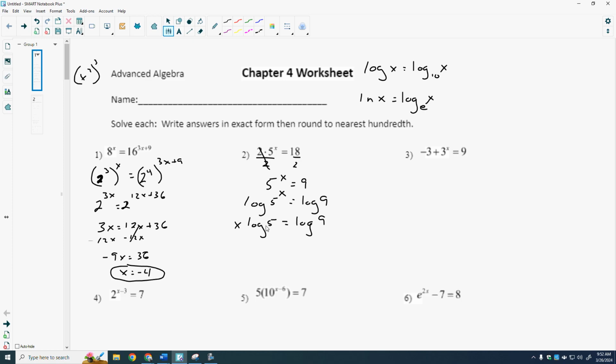Remember, the log of 5 is just a number. It's asking the question, 10 raised to what power is 5? It's just a number. So this is like 3x equals 12. How do you undo multiplication? You divide. So how do I undo multiplying by the log of 5? I divide both sides by the log of 5. Okay.